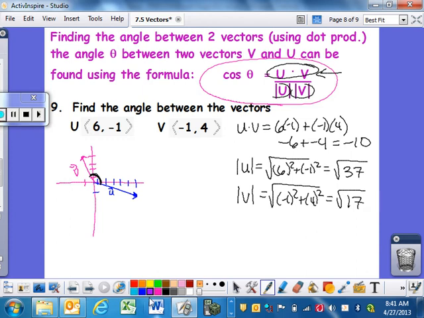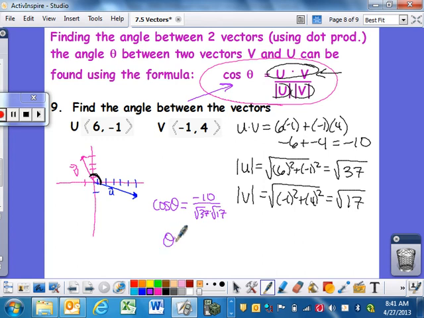Alright, now let's dump it into your formula. Once again, try to find this on your salmon sheet. You will not have to remember this formula. It will be there for you. And all it is is cosine theta equals the dot product, which we already calculated as -10, over the bottom, which is the square root of 37 times the square root of 17. Now you may want to combine these into one big radical, or make sure your parentheses are done correctly.